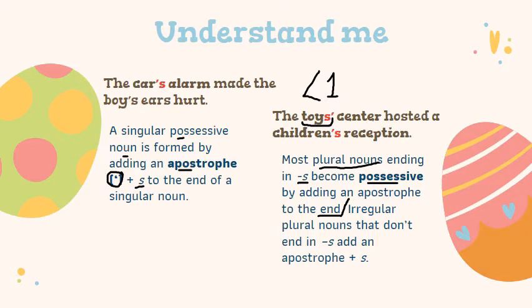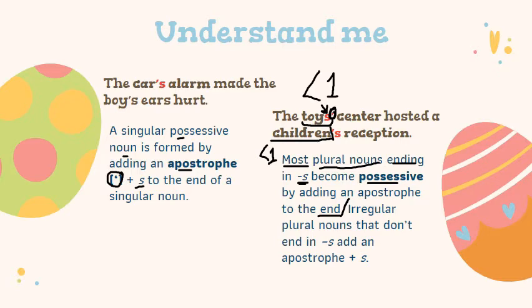When I have a noun in plural ending in s, I only put the apostrophe. So it becomes the toys' center. Hosted at children's reception. Children, how many children do I have here? Also more than one. So this noun is also plural. However, it doesn't end with an s. Remember the rule: plural nouns ending in s become possessive by adding an apostrophe at the end.